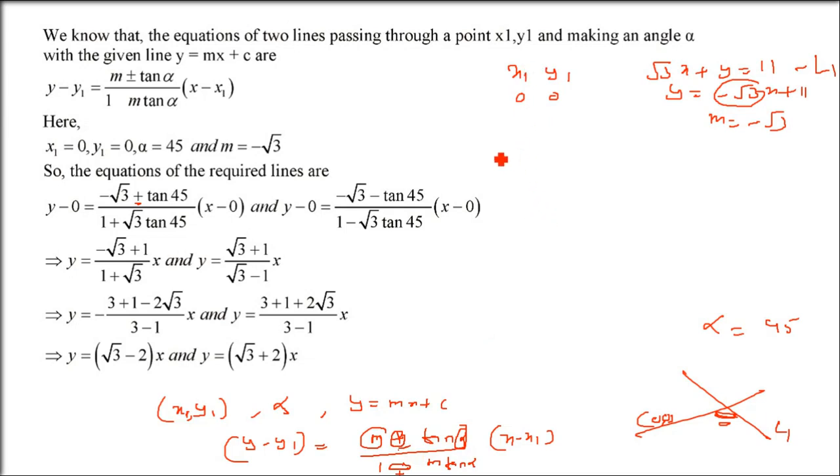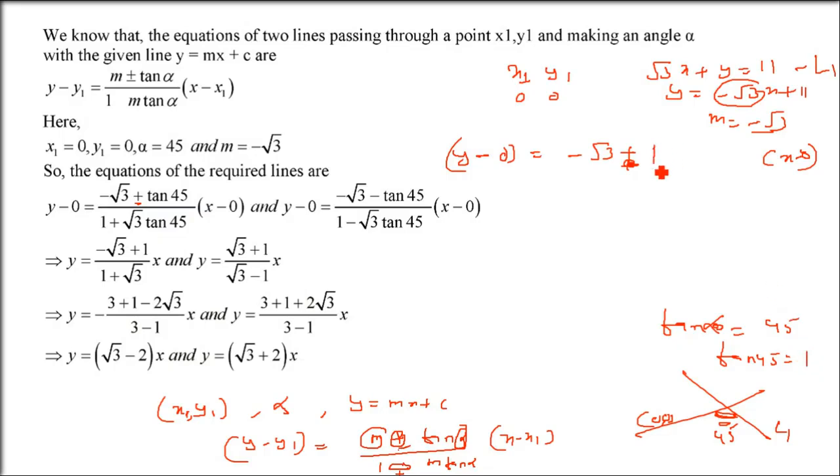So I am putting it in the equation. So what is the equation? y minus y1. What is y1? 0. Equals, on the right hand side, x minus x1. Again x1 is 0. Now here, m. What is m? Minus root 3. Minus root 3 and plus and minus. I am taking plus. I will take negative in the other part. So minus root 3 plus tan alpha. Alpha is 45 degree. So tan 45 degree is what? Is 1.